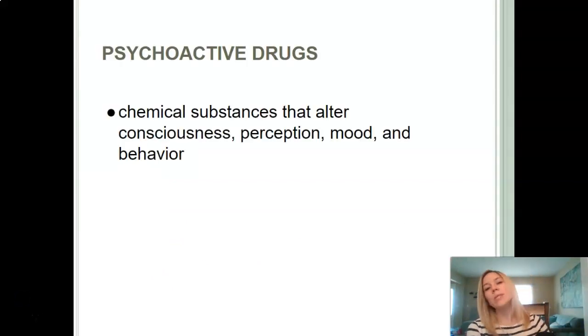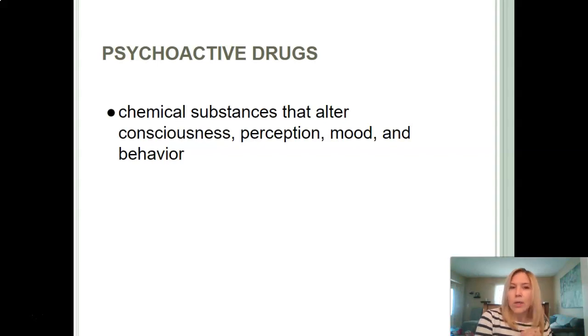We define any kind of psychoactive drug as a chemical substance that's going to alter some aspect of either your cognitive processes or your behavior. So whether that be your consciousness, your perception of things, your mood, and then the actions themselves that you carry out.